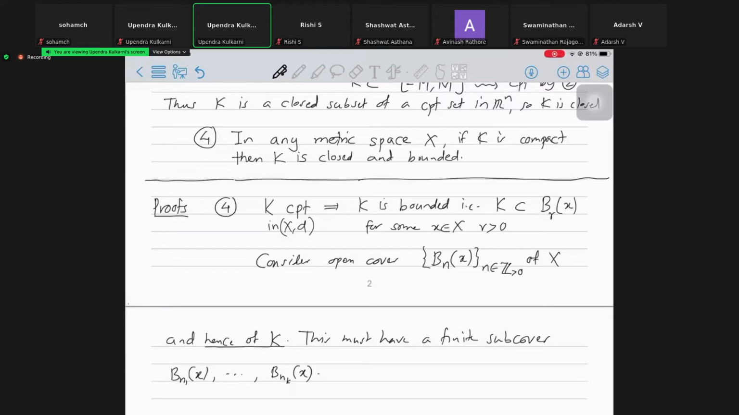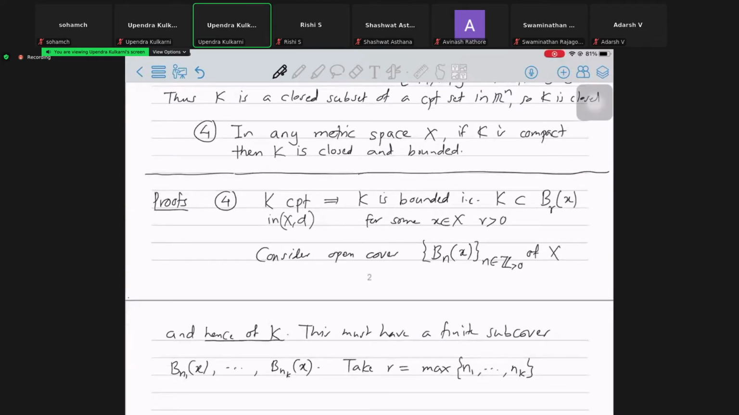And then I'm done, right? Because you see these balls really are expanding. So what do I take R to be? I want to show that K is bounded. That means I need to show that K is contained in a single ball of radius R. So what is the radius that I take? The maximum of n1 through nk. And by the way, x is really any point. So this is easy.